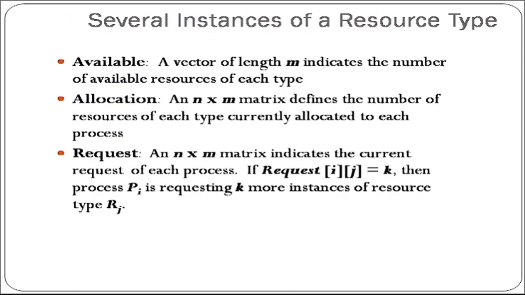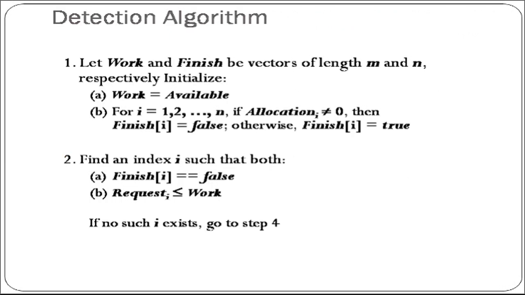Now next is several instances of a resource type. Here we will use the data structures available, allocation and request. These are similar to the data structures used in the banker's algorithm, which we have seen in the deadlock avoidance scheme. In the detection algorithm, again there are two variables, work and finish. Work is equal to available, and for all processes, if the allocation is not equal to 0, then finish of i is false, otherwise it is true.